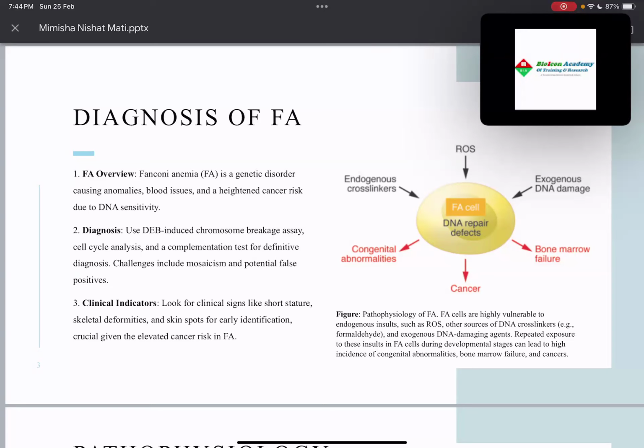And this figure is describing the pathophysiology of FA. Basically, FA cells are highly vulnerable to endogenous insults such as ROS, other sources of DNA cross-linkers like formaldehyde, and exogenous DNA damaging agents. Repeated exposure to these insults in FA cells during the developmental stage can lead to a high incidence of congenital abnormalities, bone marrow failure, and cancers.